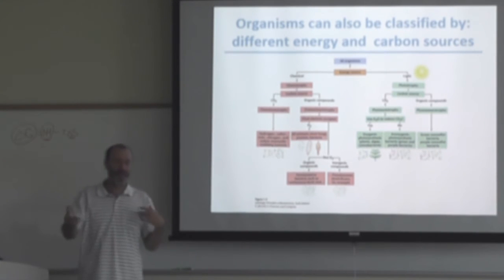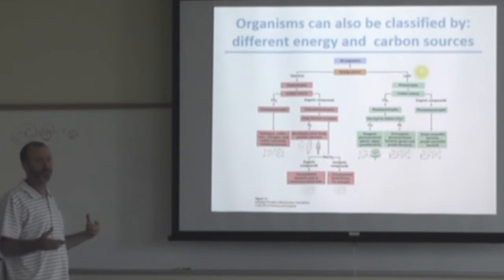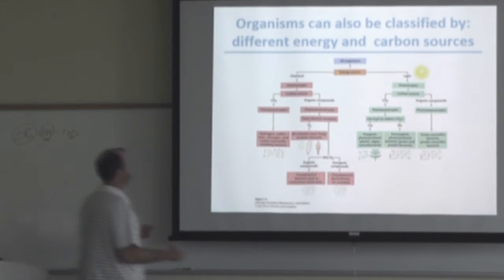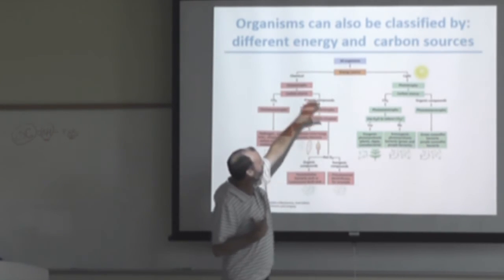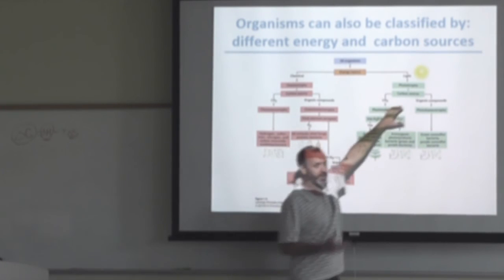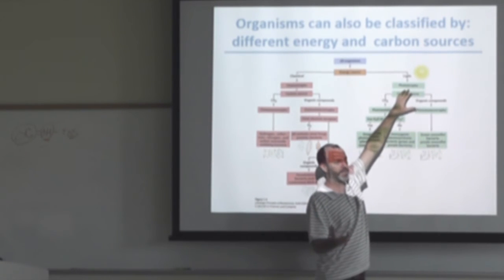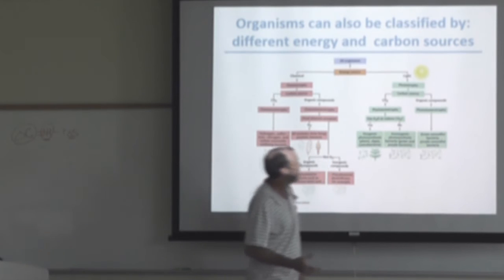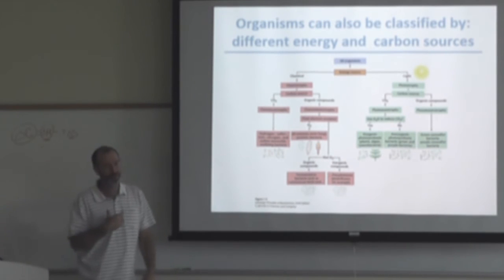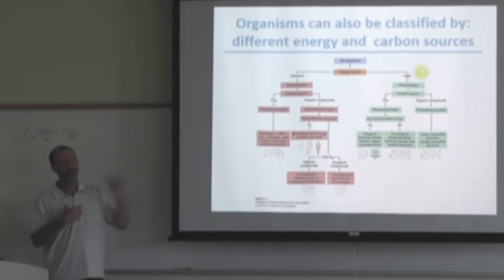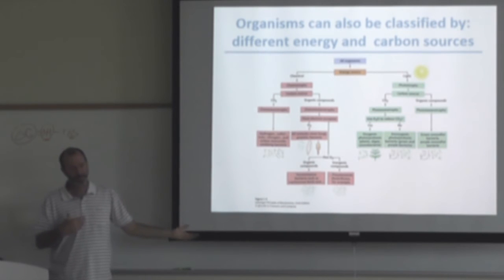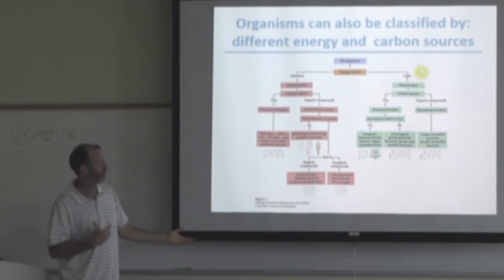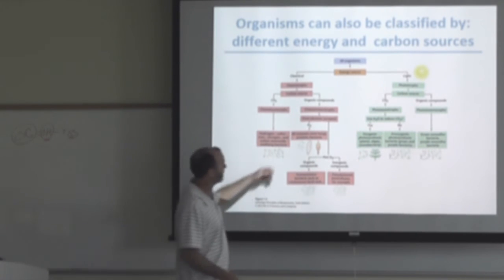It can be categorized based on our energy sources. So we get our energy from chemicals. A lot of plants and algae and things like that get it from light. So we're chemotrophs, right? Things that get energy from chemicals. Organisms that get energy from light are phototrophs.